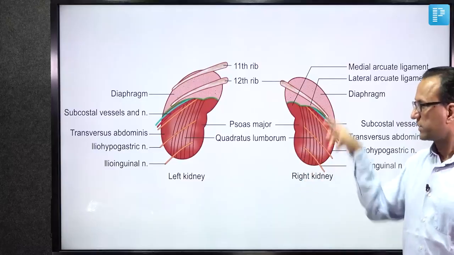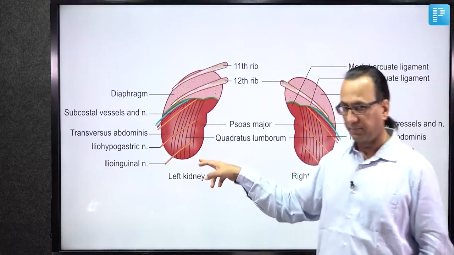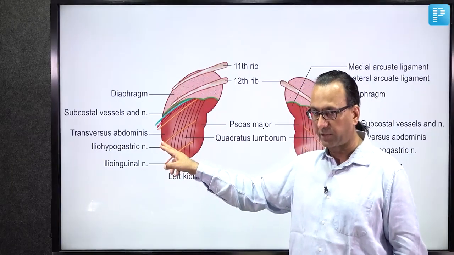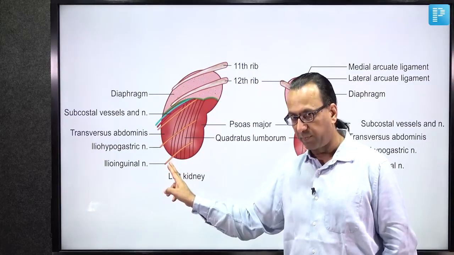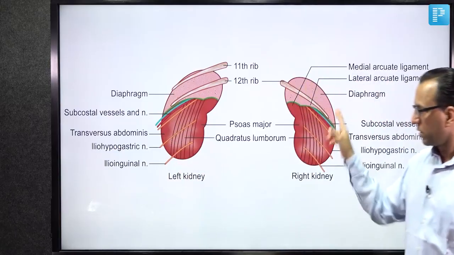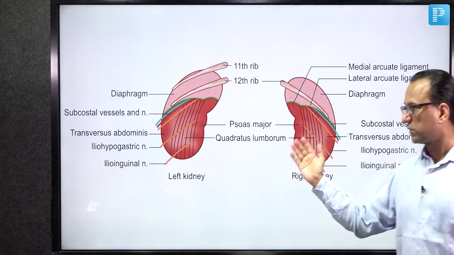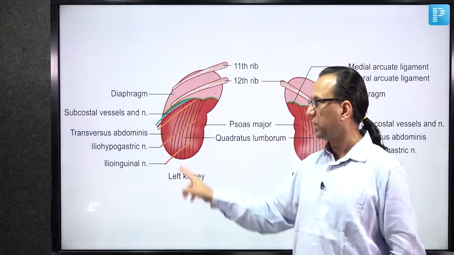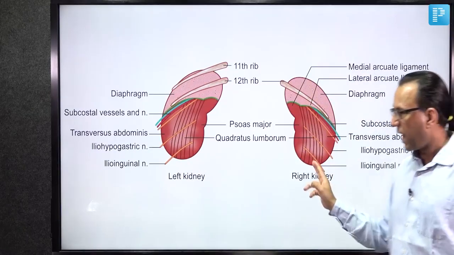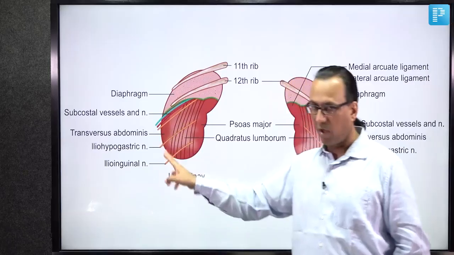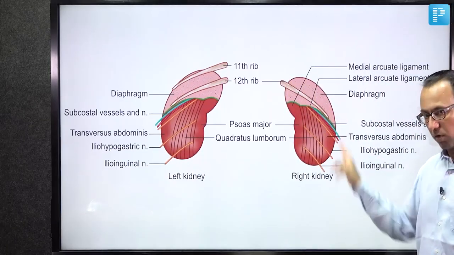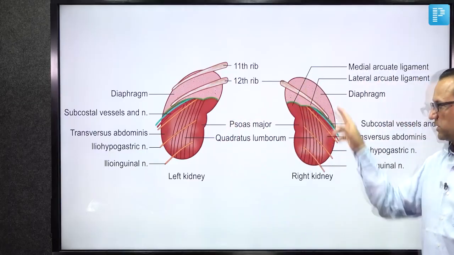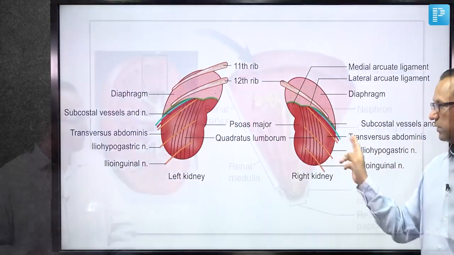There are three nerves and three muscles behind each kidney. One of them is subcostal nerve. Then you have the iliohypogastric nerve coming from lumbar plexus and the ilioinguinal nerve from the lumbar plexus. It will be same on the both side. And there are three muscles also behind the kidneys. The most medial is psoas major. In the middle is the quadratus lumborum, and the most lateral is the transversus abdominis muscle of the anterior abdominal wall. These two muscles are on the posterior abdominal wall, whereas the transversus abdominis goes to the anterior abdominal wall.